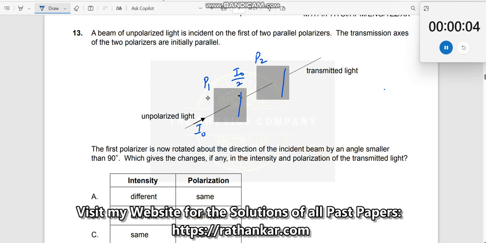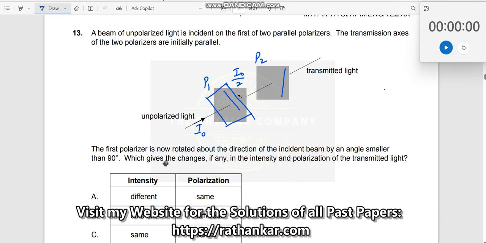As a result of it, what can happen? The polarizer might look like this over here, which means the transmission axis would be like this. Instead of being straight like this, now it is in this direction. If you want, I will rub this one here so that there is clarity. Now, which gives the changes, if any, in the intensity and polarization of the transmitted light.